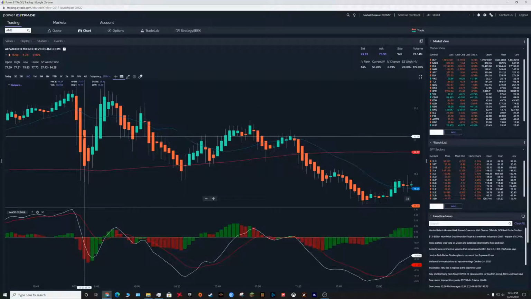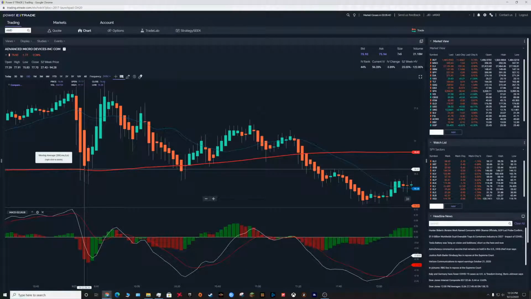So 2, 4, 6, 8, 10. That 10 minutes would have showed me that the bulls were about to take over, even if it's just for a short time frame, short period. You got the bottoming tail bars. You got the bounce off the 200.